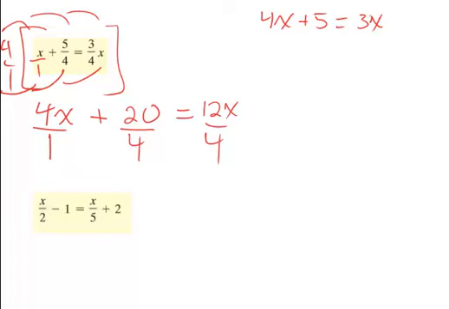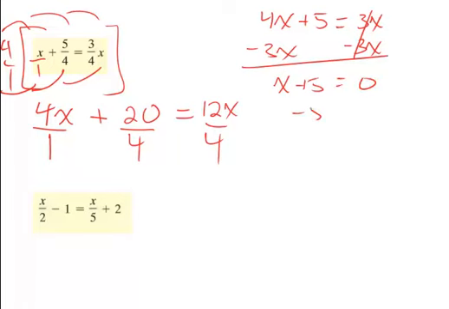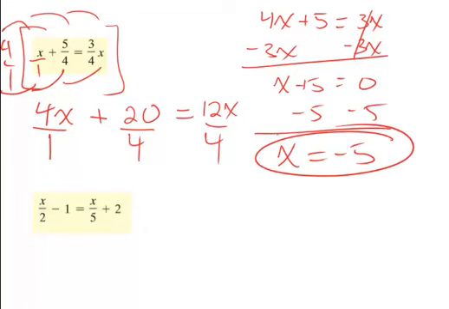to 3x. Move my smaller x over, so minus 3x and minus 3x. So that gives me x plus 5 is equal to 0. So when I finally minus 5 on both sides, I'm coming up with x is equal to negative 5.